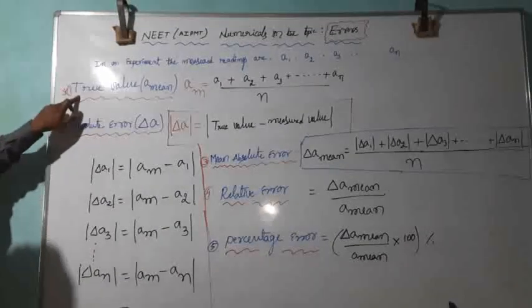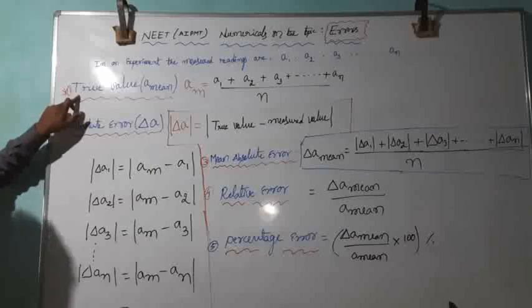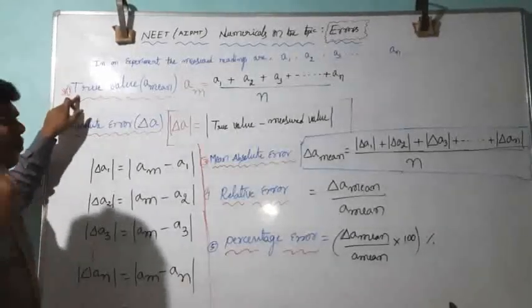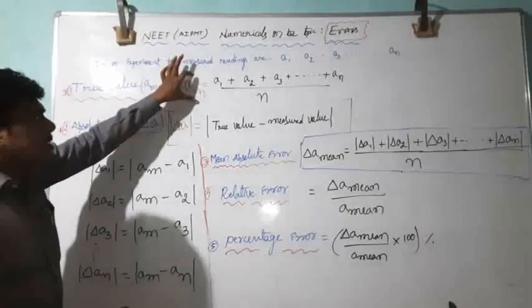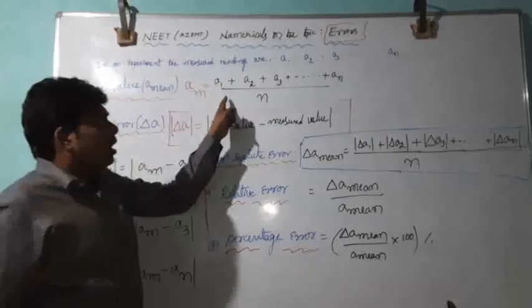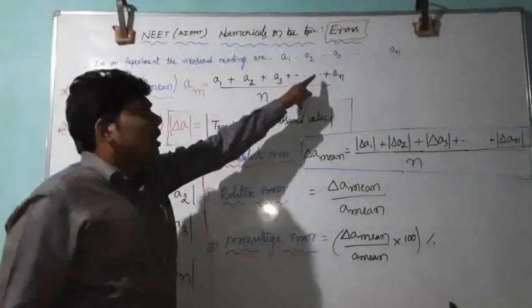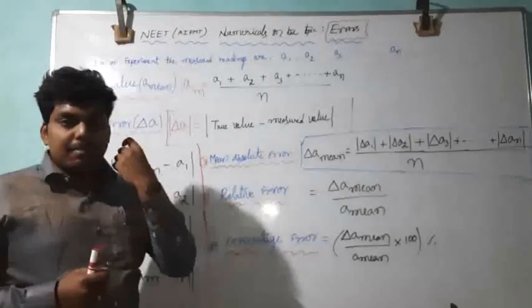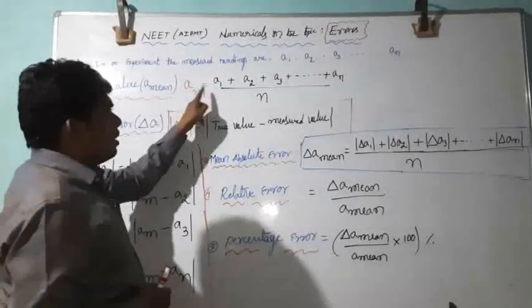The first one is true value. What is meant by true value? True value is nothing but a mean value only. How to find out the mean value? Mean is nothing but average only. We have to take the average of all the measured values. True value is nothing but the average value, that is nothing but the mean value only. How to find out that average value?